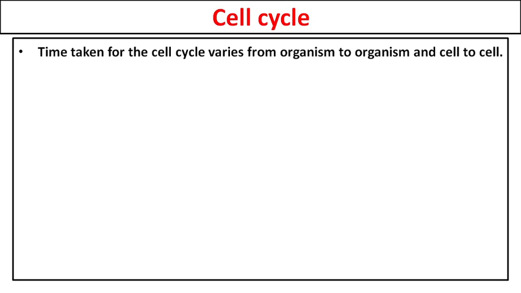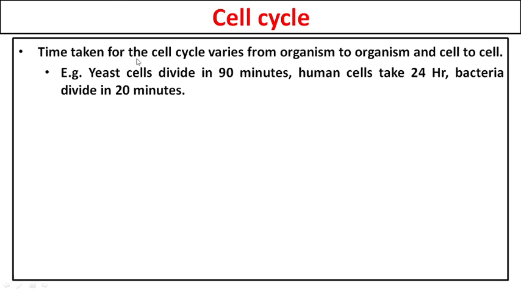And this time taken varies from cell type to cell type. It may be different for the cells in your eyes, or cells on your skin, or cells in your stomach. And it is also different from one organism to another. The time taken for your cell to divide may not be the same as the time taken for a lion's cell to divide. Fine. Let us see it with an example.